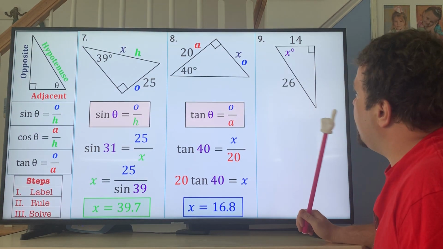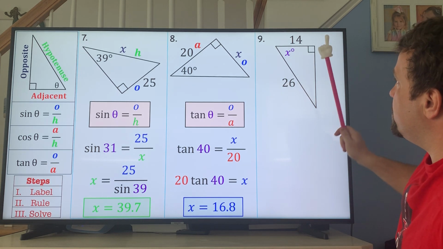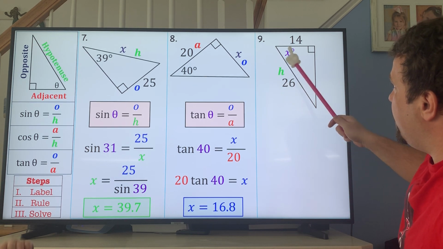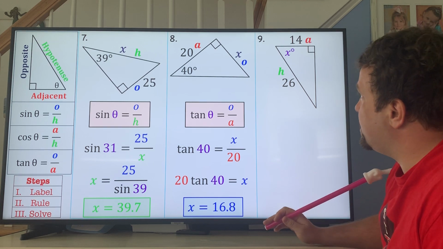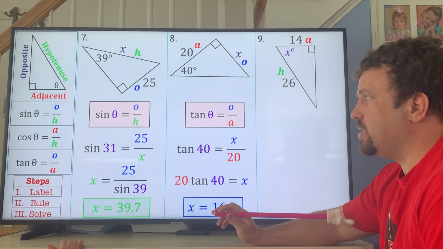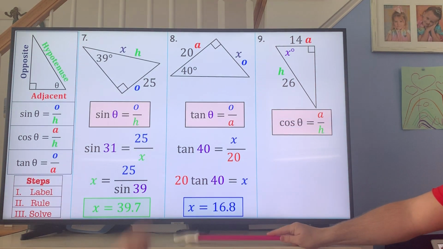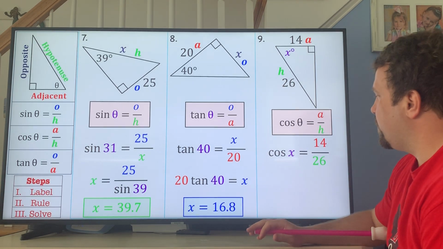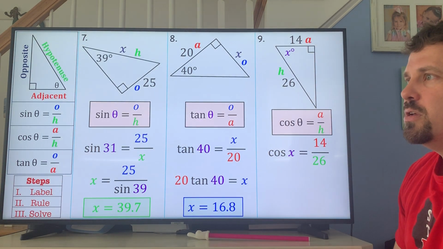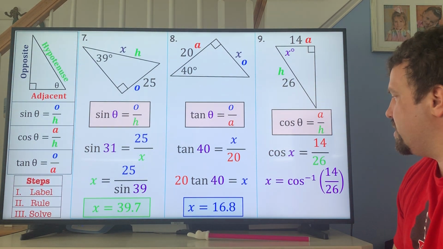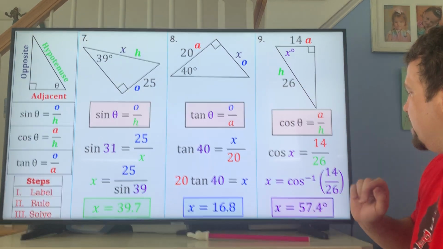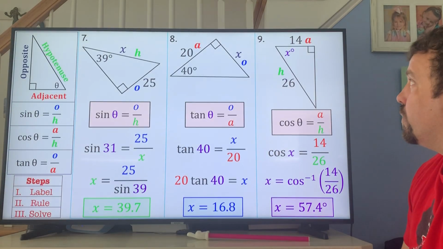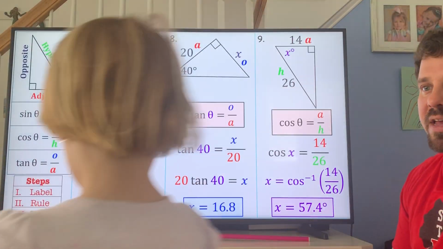Next one, problem number 9. There's your angle. We do have a hypotenuse, and this side is between the angle and the right angle, so that is an adjacent. Adjacent and hypotenuse is cosine. Very good. So cosine x equals 14 over 26. Since we're looking for the angle, cosine negative 1 of 14 divided by 26. And as an answer, you get 57.4. Any questions with 7, 8, or 9?